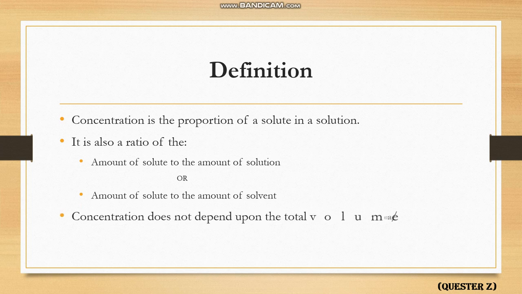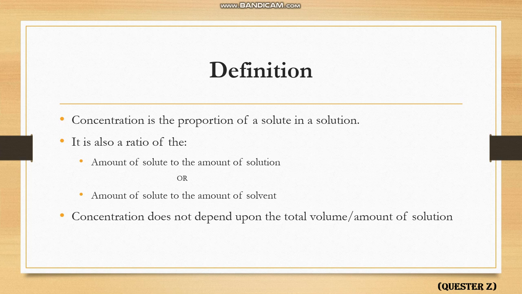The concentration does not depend upon the total volume or amount of solution. It only depends upon the solute concentration. Why? Because on the basis of the concentration of solute, we have two types, dilute and concentrated solution. If the solute amount is more, then we say it is a concentrated solution. If the solute amount is less, then we say it is a dilute solution.